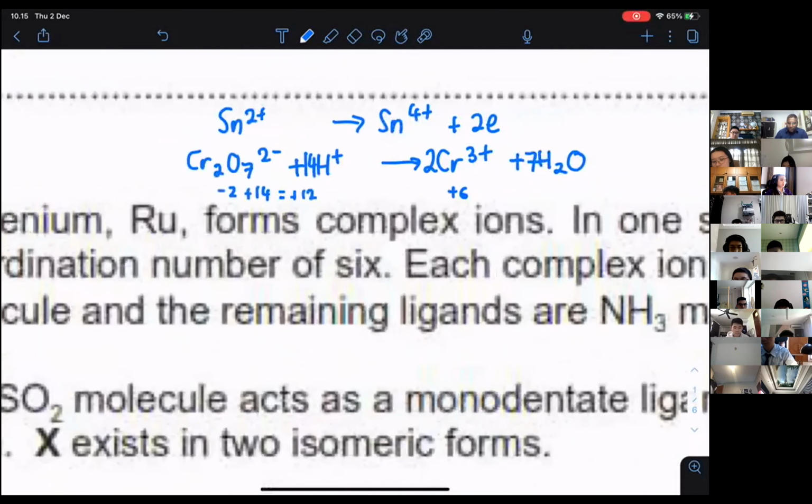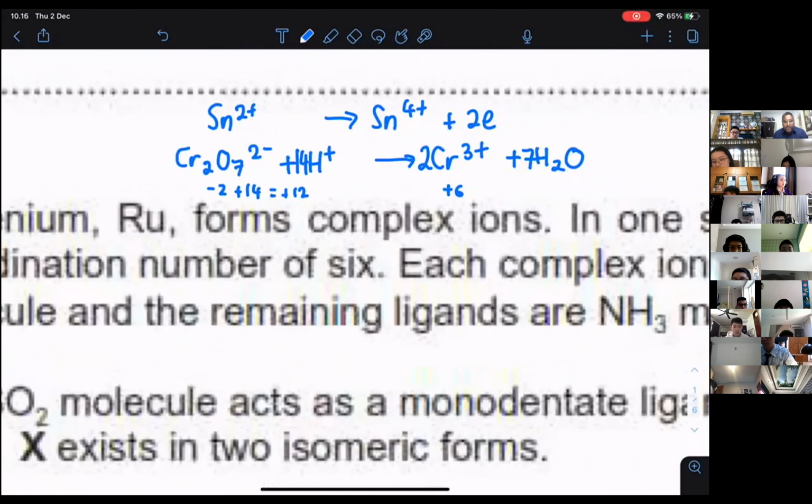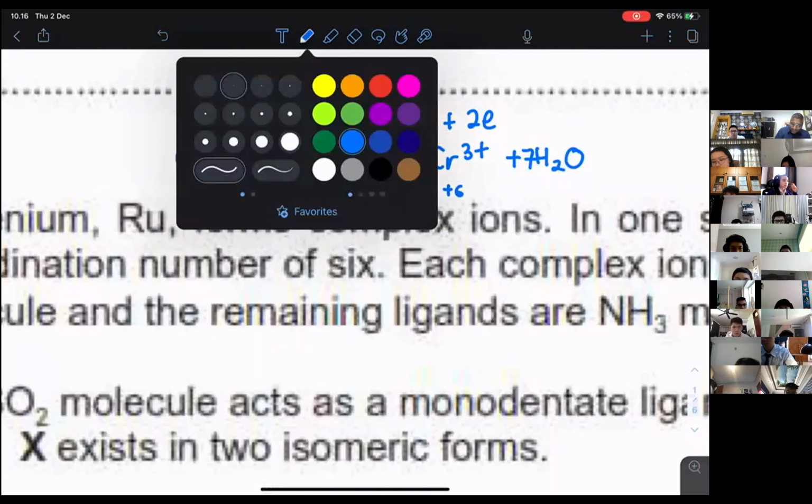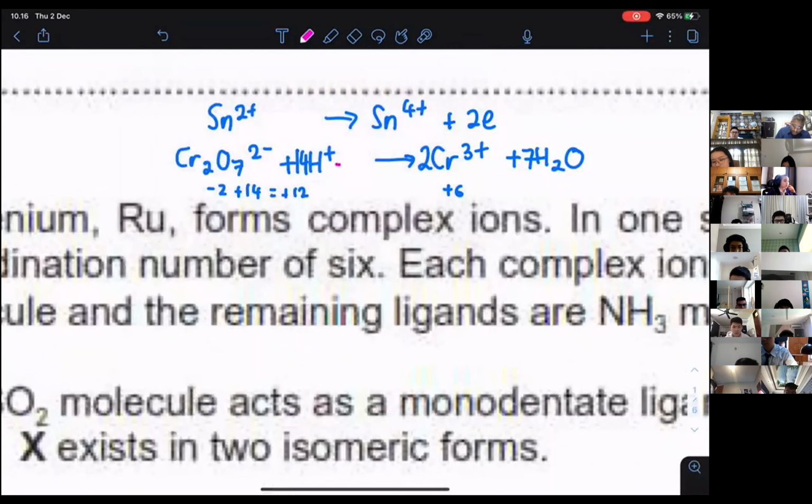You need to make sure the charges on the left and right are the same. So what I need to do is add another 6 electrons. When I add 6 more electrons, it's going to be -6, so it will make it into +6 on the left. This is going to become +6 on the right also. This is very important.